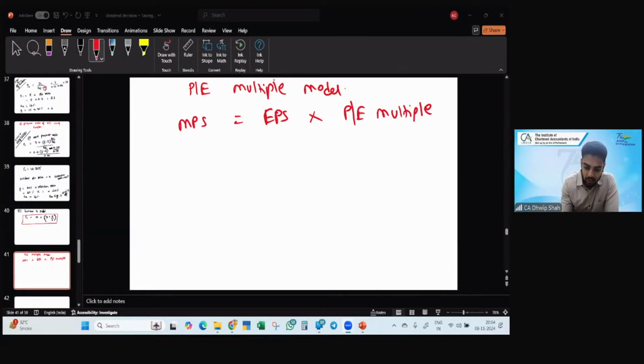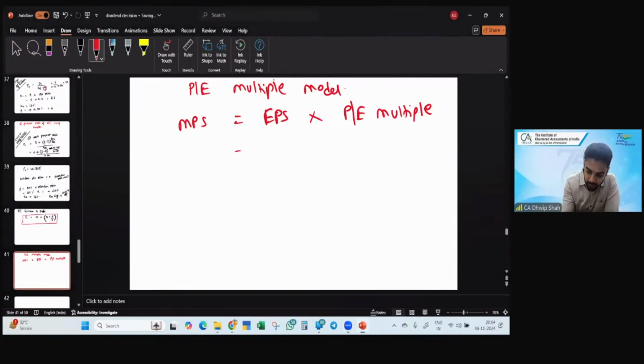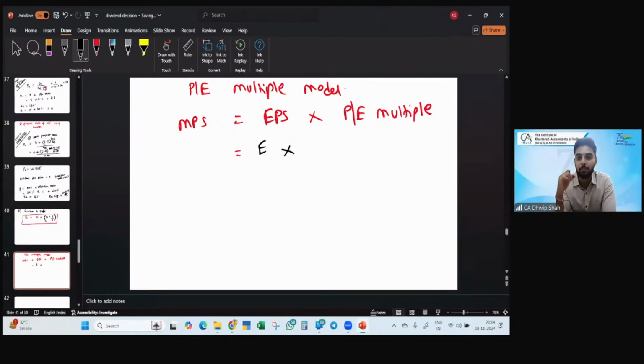Correct? So under the Graham and Dodd model, he took EPS as E. EPS is denoted by E. And just like the P multiple, he multiplied it with some multiplier, which is called M. It has relevance to the P multiple. M is nothing but a multiple, just like we have the P multiple under the P model. M is a multiplier. Okay?